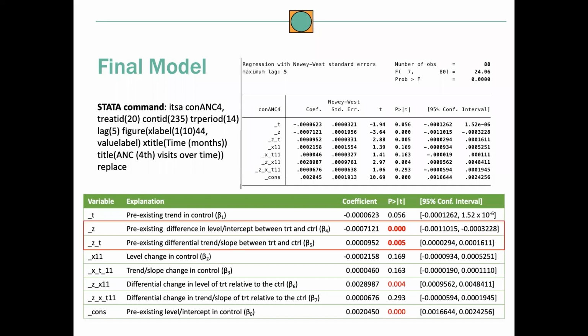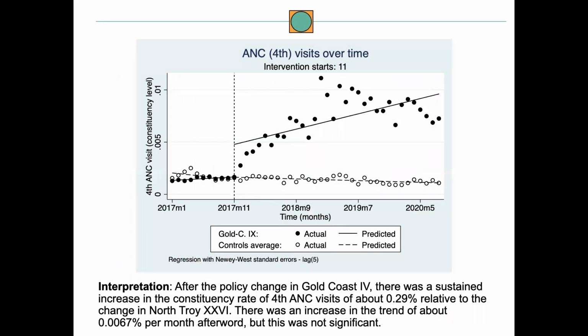The pre-existing trend and level change in our control group remains statistically insignificant, and the level change in the treatment relative to the control was still significant, and the trend change in the treatment relative to the control was still insignificant. And so from our output, we can say that there was a statistically significant treatment effect in the first month of the policy. However, the increase observed in the pre-post trend rate of fourth ANC visits compared with the control of 0.0067 per month was not statistically significant. This is a graphical representation.